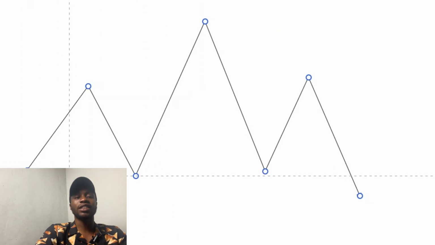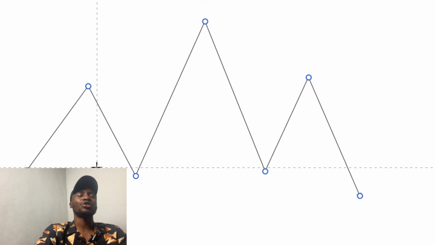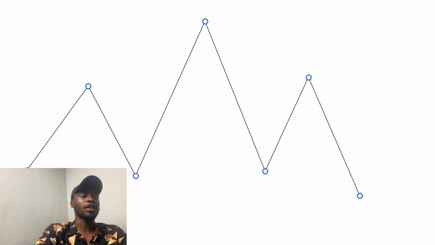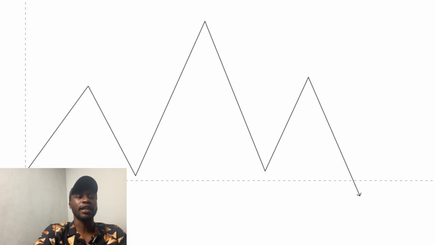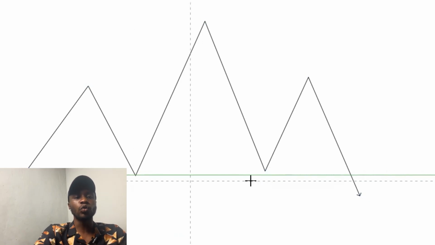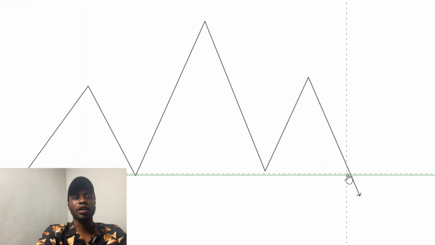So how do I trade it? The same thing. You guys can see that my strategy is not complicated. It's the same entry for everything. I wait for the breakout of this trend line, of this neckline, these two necklines here. I wait for a breakout of it.